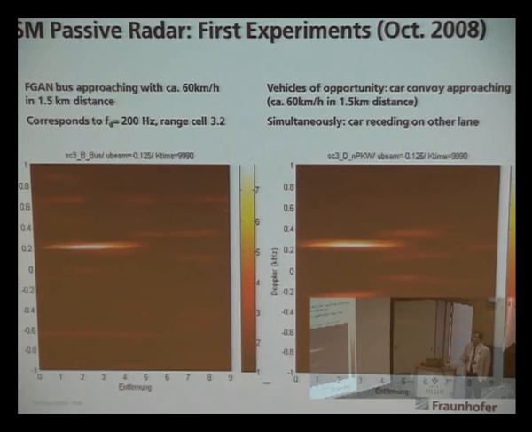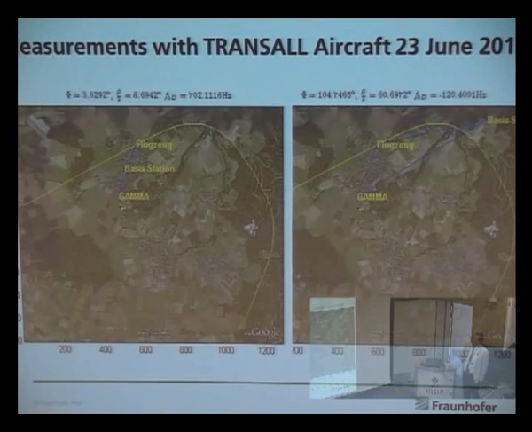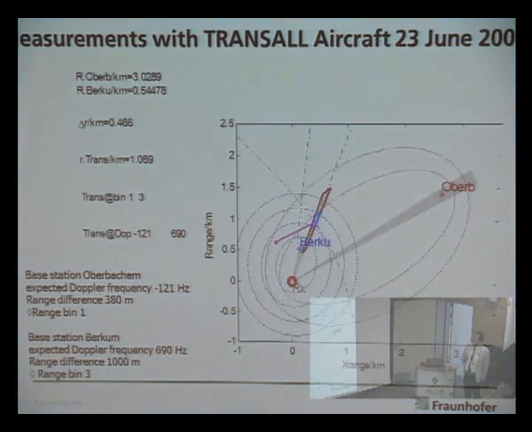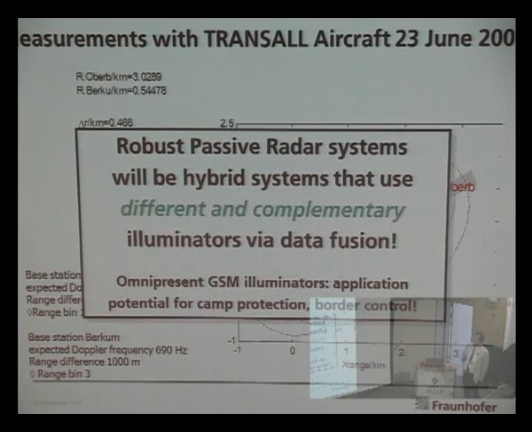This is an experiment we have done with the TRANSALL aircraft. These were two base stations as illuminators. Fusion in this case means bringing ellipses into intersection. We cut hyperbolas a few slides before; passive radar means intersecting ellipses. That's fusion. Passive radar systems will be hybrid systems that use different and complementary illuminators, that use electrosmog of all forms, so to say. And due to the omnipresence of GSM illuminators, there are many applications beyond what we already think of.